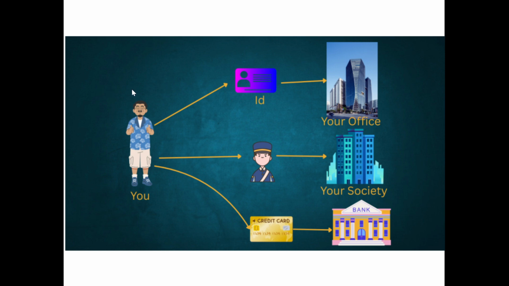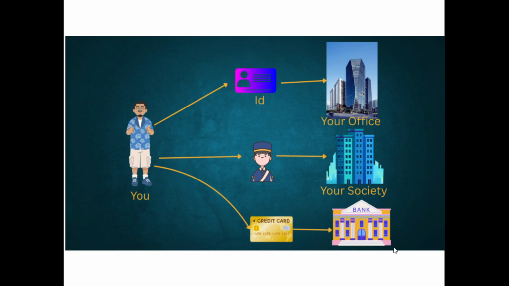Let's say, for example, this is a person. You are the person, and you want to go to the office. Now, to enter the office premises, you need an access card. Otherwise, the security guard will not allow you in, right? Or if you want to go to your friend's society, the security guard will stop you, take your details, share them with your friend, and then they will allow you.